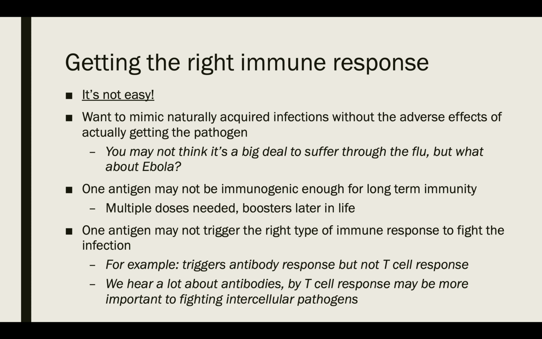So you could find an antigen that causes a protective immune response, but it doesn't protect you for very long, like the anthrax vaccine that only lasts a few months. So you would need multiple doses, you'd need boosters later in life, that's something you'd have to keep up with. One antigen, a different antigen, may trigger the right type of immune response to fight the pathogen, or may not. So, sorry, I keep missing where I said may not.